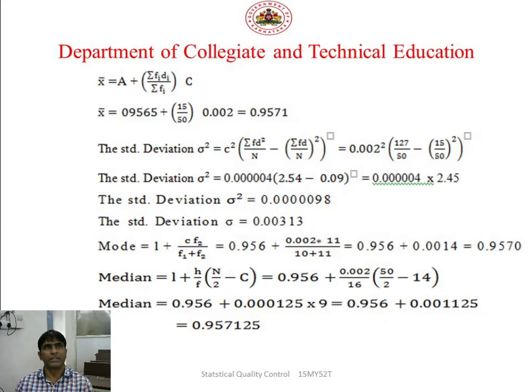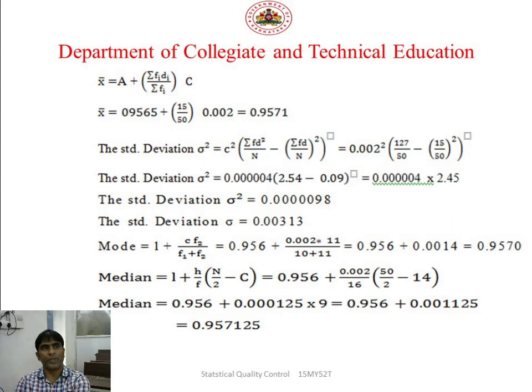That is the mean. The standard deviation formula is sigma square is equal to C square into, in bracket, summation FD square by N minus, in bracket, summation FD by N, bracket square, whole bracket square. It is not printed here. So sigma square is equal to 0.000045098. So sigma is equal to 0.00313. That is the standard deviation.